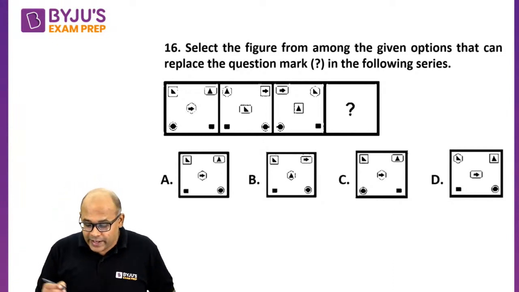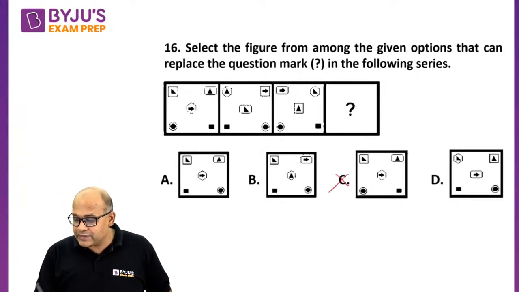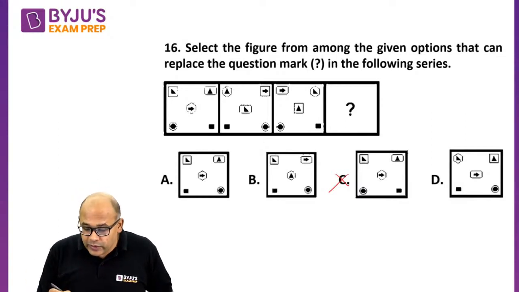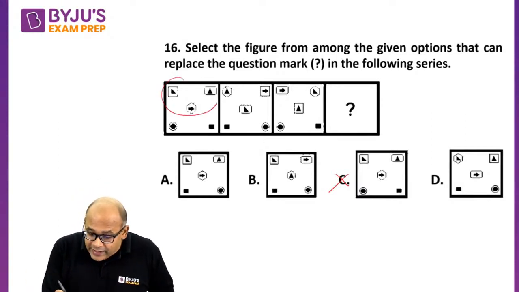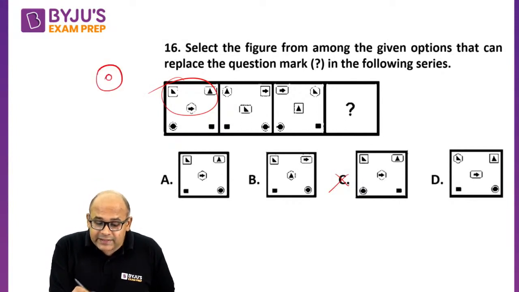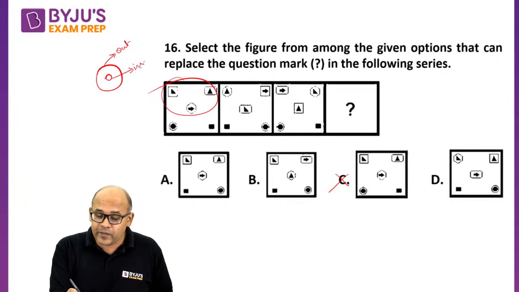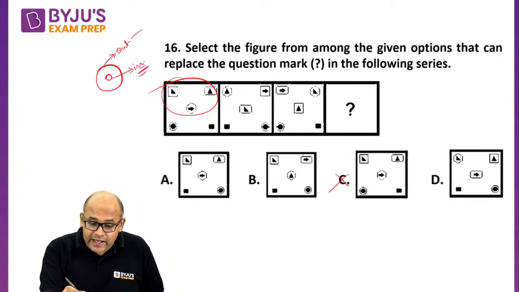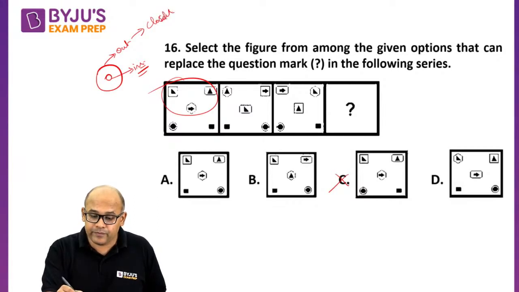Thanks a lot. Okay, so that's first part. So we know that C is wrong. Now let's take a look at what is happening to the other part. Now here there's another trick. There is an outside figure and there is an inside figure. This is outside and this is inside. Now outside is moving in clockwise direction, and inside is moving counterclockwise.